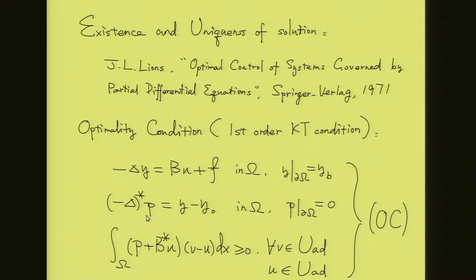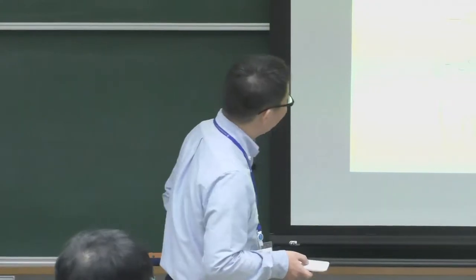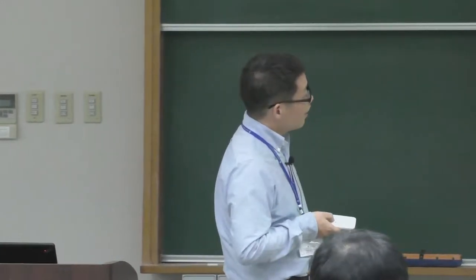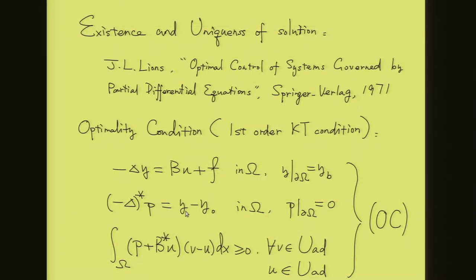Looking like this. Here we introduce a new variable p, which is the costate. Actually it comes from the Lagrange method. For this equation, if we give y, since y0 is beta, then we can have this p. And the last thing is actually a variational inequality. It is not an equation, we have an inequality here, and the test function v should be in the admissible set. We are trying to find a u in this admissible set such that for each v in the admissible set, we always have this quantity to be nonnegative.